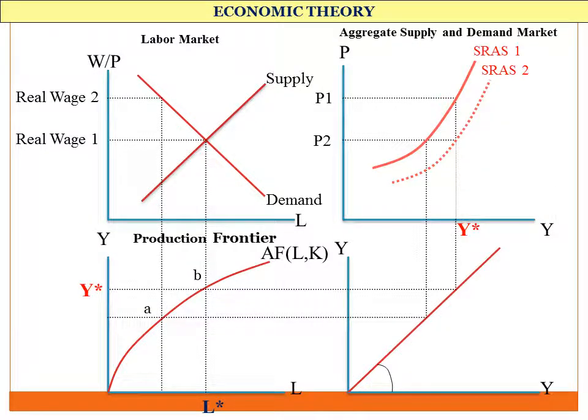In this detailed version, when price level falls, real wages rise in the labor market and aggregate supply increases in the aggregate demand and aggregate supply market. And when this is translated to the production possibility frontier, it results in economic growth as seen in the movement in output from A to B.